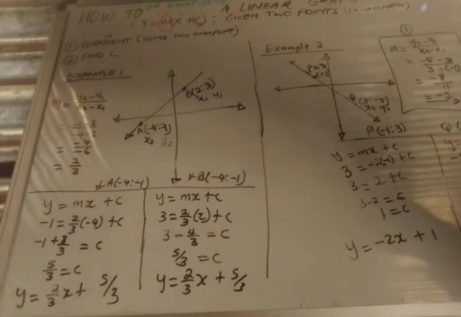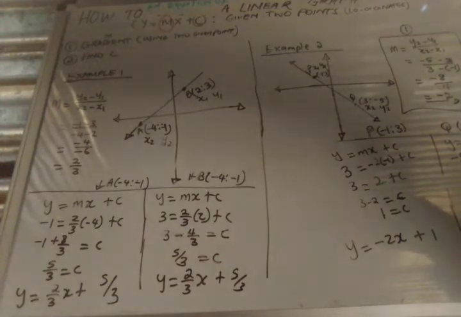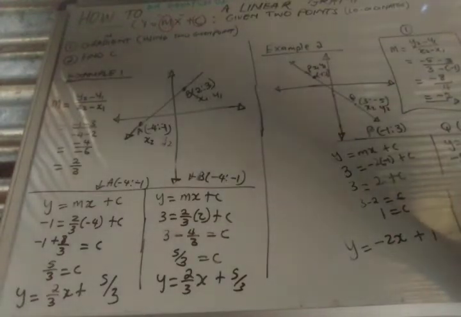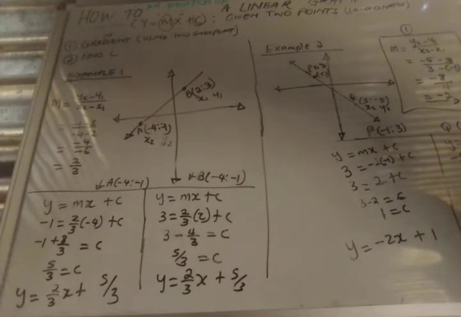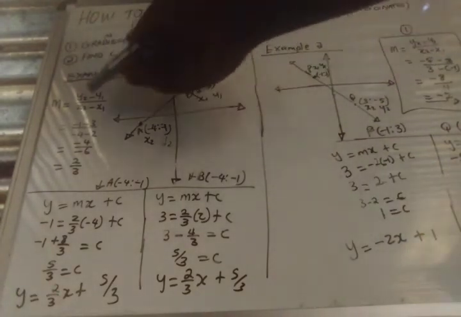That is to say, you can start from A and let the x coordinate of A, which is negative 4, be x1, and the y value, which is negative 1, be y1. So you can do it in any order. There's no strict way of doing it. From here we're just going to label them and substitute.